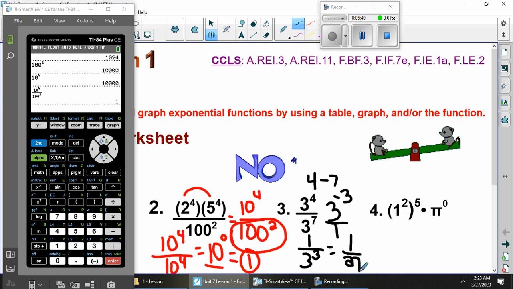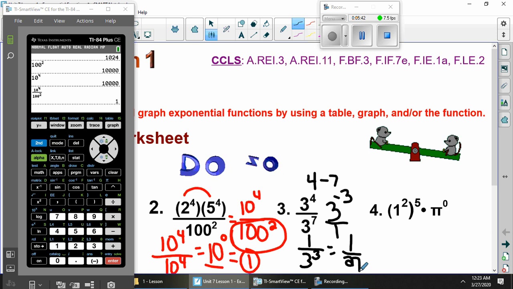And again, you could put that into the calculator. 3 times 3 is 9, times 3 is 27. So basically, that's your answer in standard form.